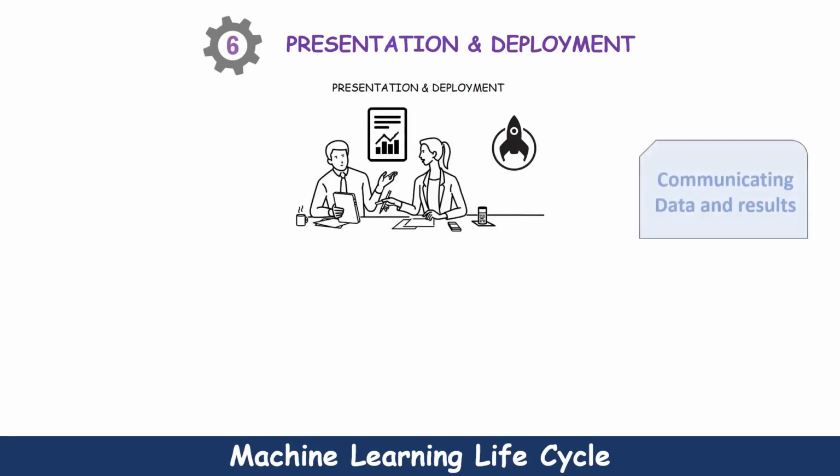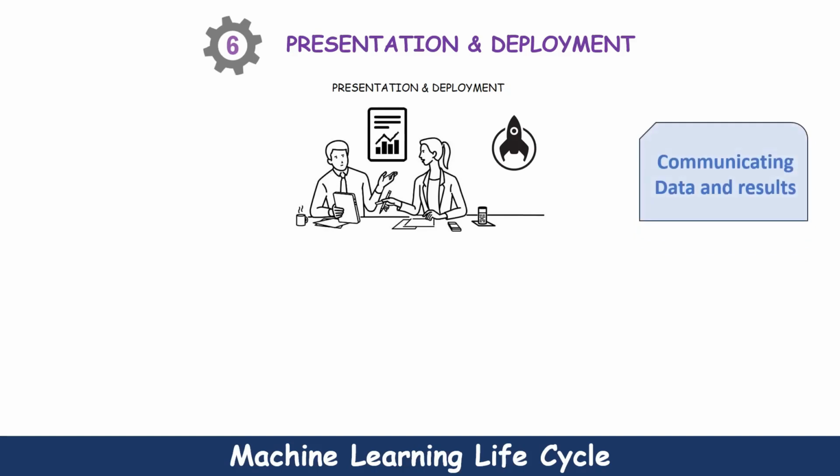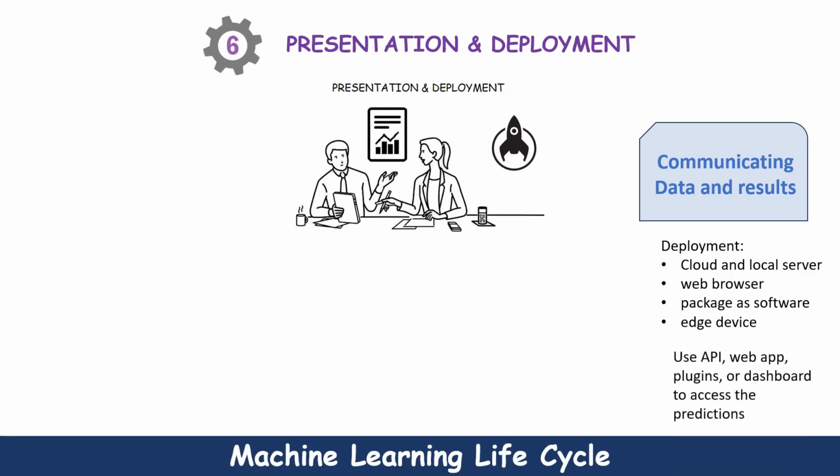Now you are supposed to communicate and present your results to the business head. And once it gets approved, your engineers need to deploy a trained model and make it available for external inference requests. For example, if you are working on the project for automating warehouse labeling using the shape of the product, you will be deploying a computer vision model into the current system, which will use the images from the camera to print the labels. Generally, the models can be deployed on the cloud and local server, web browser, packaged as software, and edge devices. After that, you can use APIs, web applications, plugins, or dashboard to access the prediction.